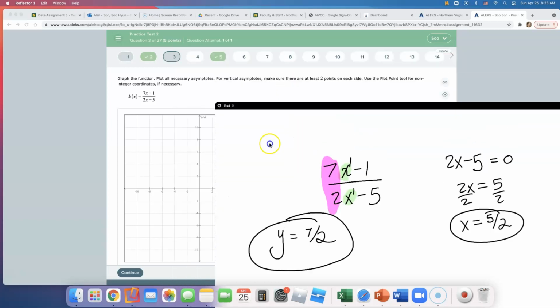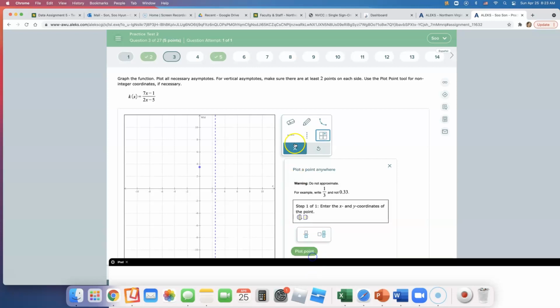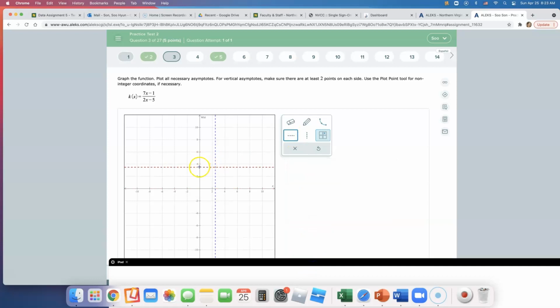Okay, so I'm going to go ahead and plot 7 over 2 for the y value. And x can be anything. I'm just going to do 0. And I just need a horizontal dotted line over there. Okay, that is good. That is good.